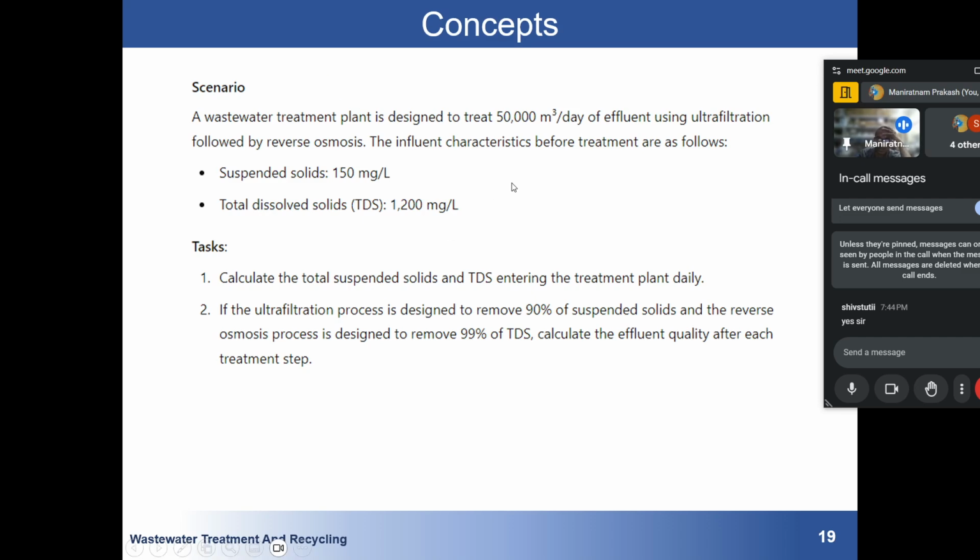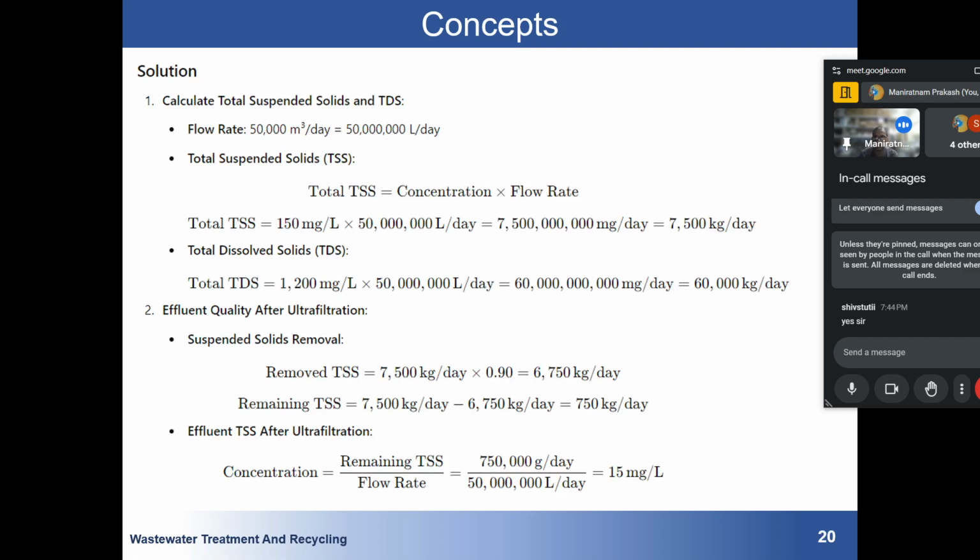So this much water is coming, and you have to tell what the final water coming after the end of the treatment plant is, how much TDS and how much suspended solid is there, if the efficiency is 90% and 99%. I will go through it one by one. So you can see the first part is very simple, to calculate the total suspended solids and TDS.